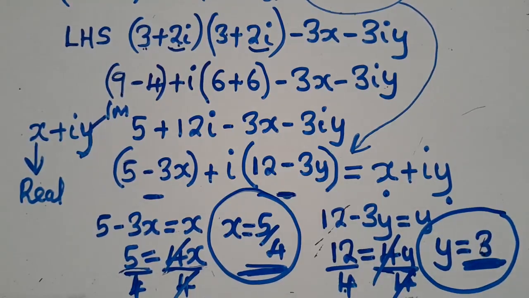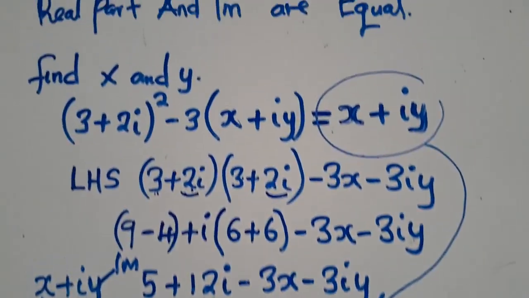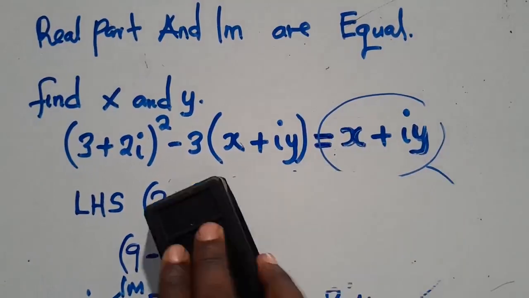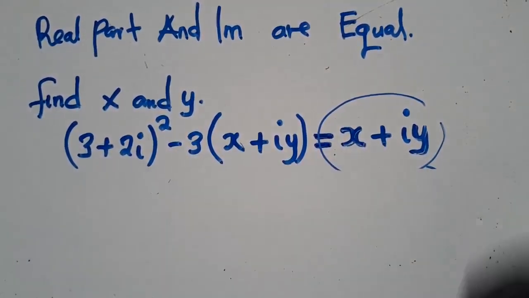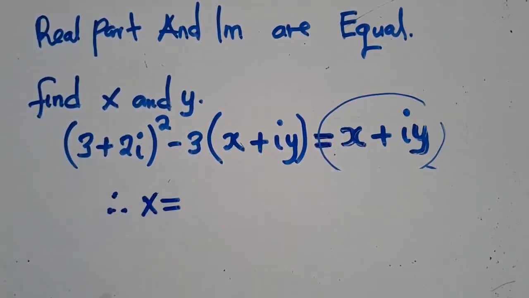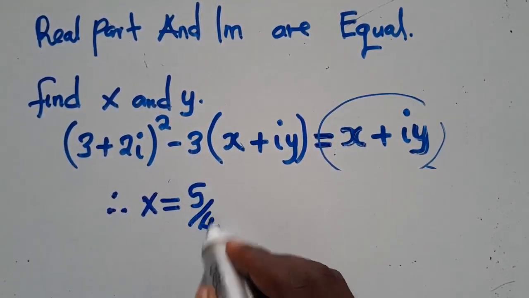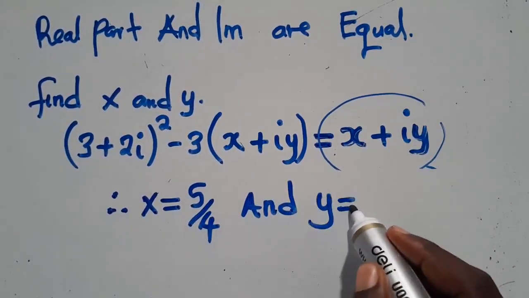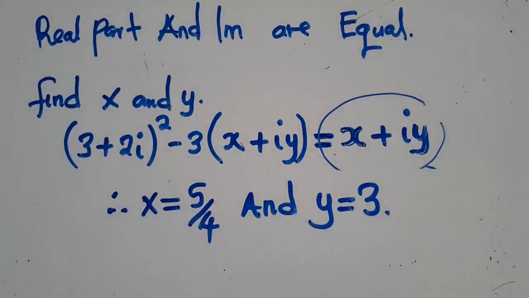This is what you need to do. So we were told to solve this question. This is the question that we were told. So we now conclude and say, therefore, x is equal to 5/4 and y is equal to 3, like this. You are done. This is what you are supposed to do.